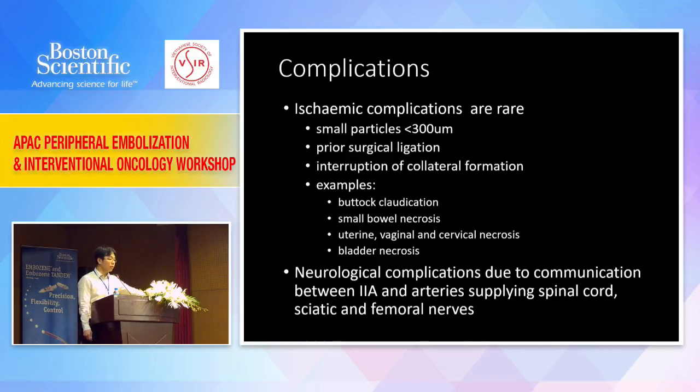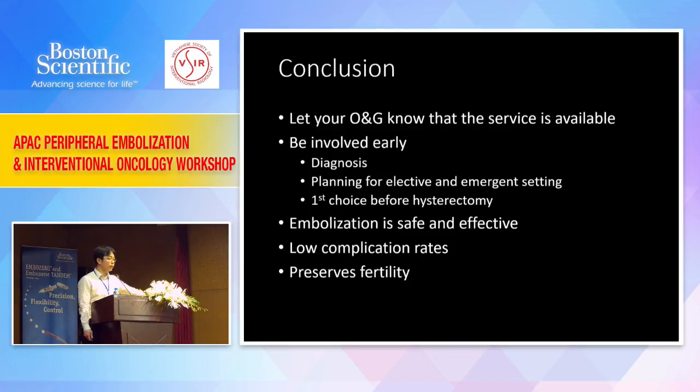Neurological complications are also possible, given communication with the internal iliacs and the artery supplying the spinal cord and the nerves. So the conclusion is that it is important to let your O&G service know that what you are able to provide is available, and it's important for us to be involved very early in the planning and the care of these patients. And in fact, because you can do this quite safely, it should be the first choice before hysterectomy.